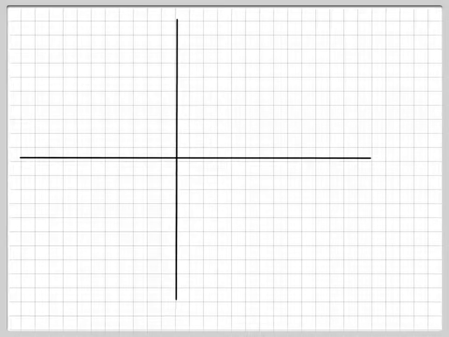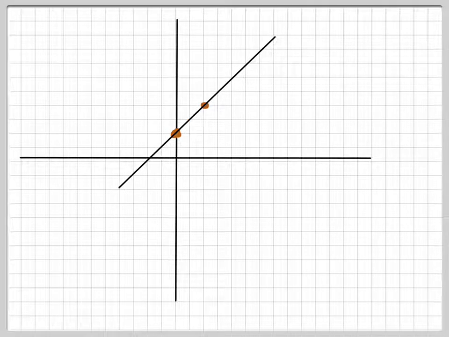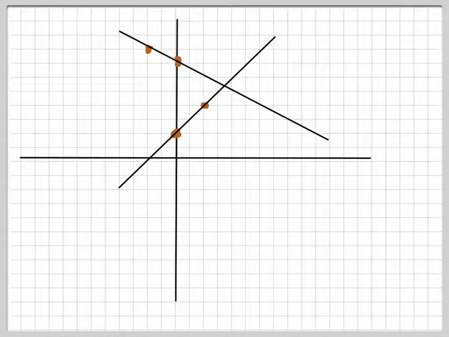So remember the group work that we wound up doing involved us graphing a couple of lines and seeing where they met. So if I were to plot a couple of points, and draw the line that goes through them, and then plot another couple of points, and draw the line that goes through them, we can see that there should be a way to figure out where they meet.